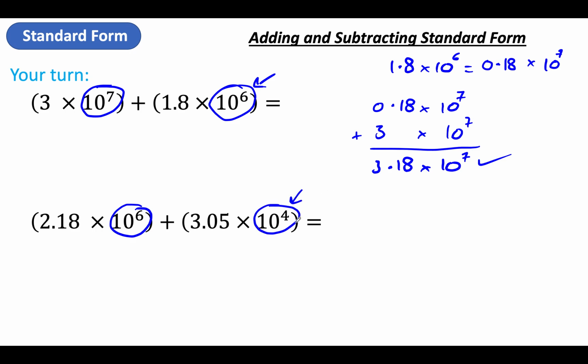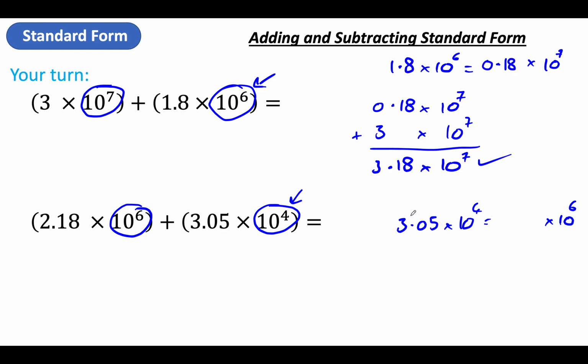This is a smaller one, so that's the one I want to adjust. 3.05 times 10 to the power of 4. And I want it to match my other number, which has 10 to the power of 6. So I'm just going to adjust my number here. Okay, this has got 2 bigger. From 4 to 6 is 2. So this number, the decimal bit, has to do the opposite and get 2 smaller. That's 2 bigger. This one gets 2 places smaller.